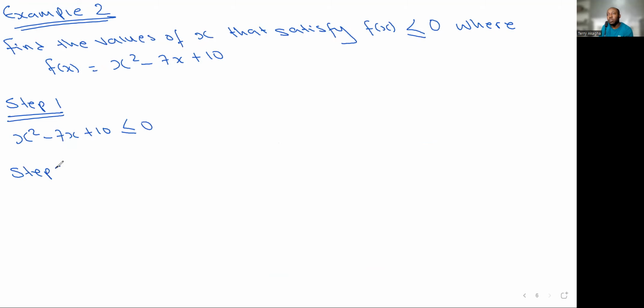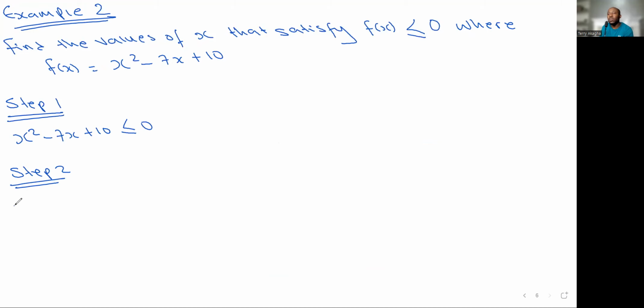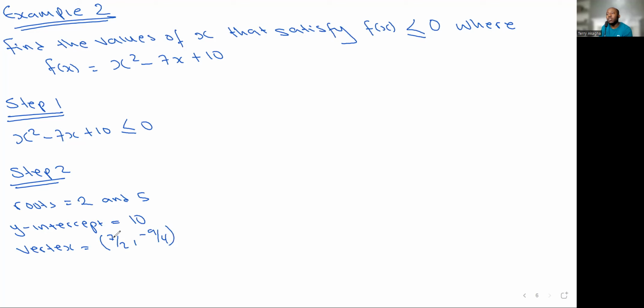Step 2, as expected, we're going to have the roots to be the same thing, 2 and 5. So the roots, which are the x-intercepts, are equal to 2 and 5. When you solve it, the y-intercept is equal to 10. Then the vertex is equal to 7/2 and minus 9/4. Please go back and watch my previous video on this. That is that. Then we're going to draw the graph for this.